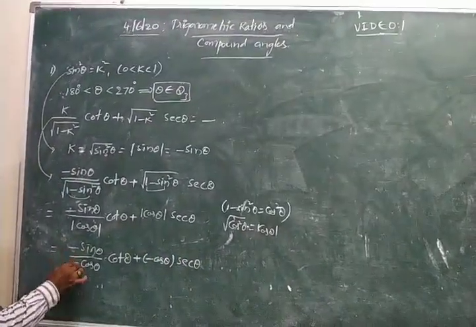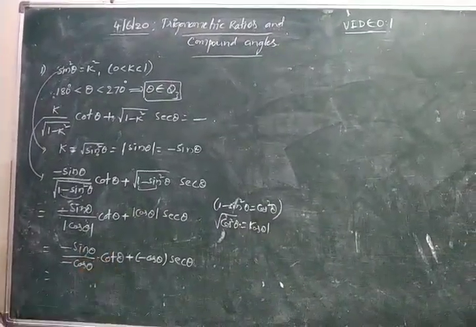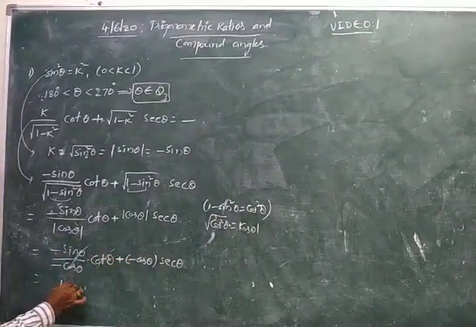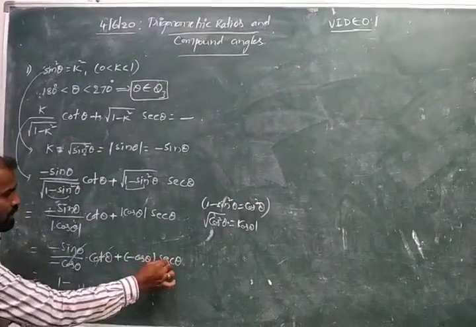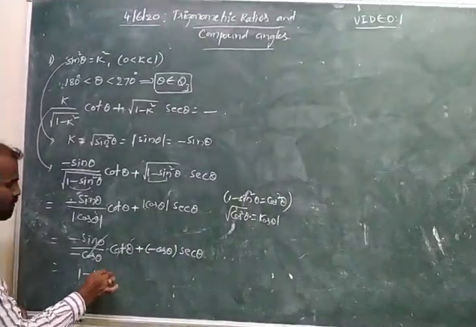Now minus minus gets cancelled. Sin theta by cos theta is tan theta. Tan theta and cot theta are reciprocal to each other, so both cancel. 1 minus secant theta, which is 1 by cos theta, into cos theta, minus 1 becomes 0.